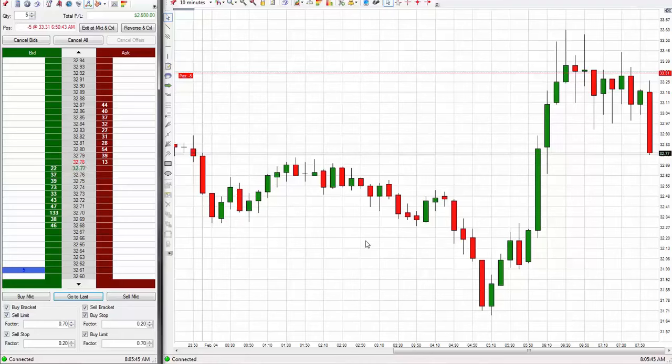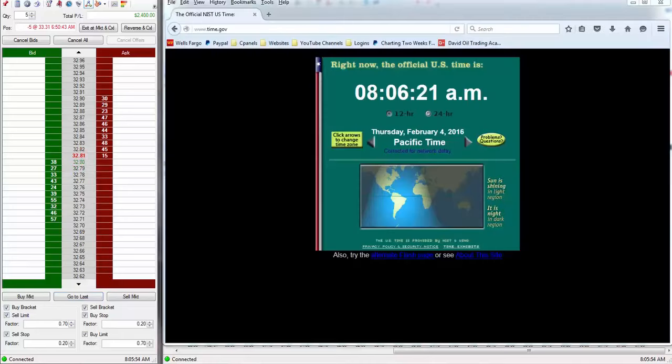I'm going to go ahead and pull up the atomic clock again to prove the time. I'll be right back. Okay, here's the atomic clock up again. And you see that it is 8:06 a.m. Pacific Standard Time, February 4th, 2016. And you see it's the same time that corresponds with the software as well.